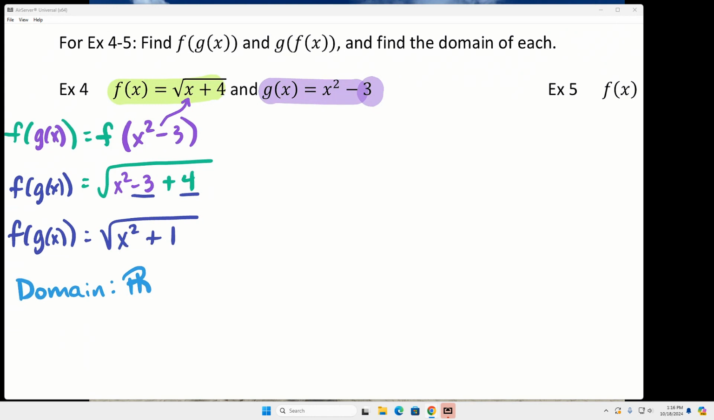Okay, now we have to do it the other way also. Now when you guys go to do your assignment, I don't have it up here, it's probably not going to ask you to do it both ways every time. So just make sure you follow the directions and don't do more than you have to do. I mean, it would be good practice, but it will take a long time. All right, so on this one, we're going to do g of f of x.